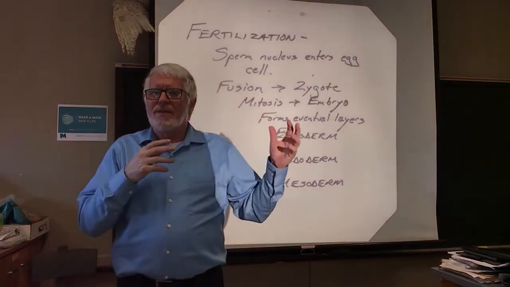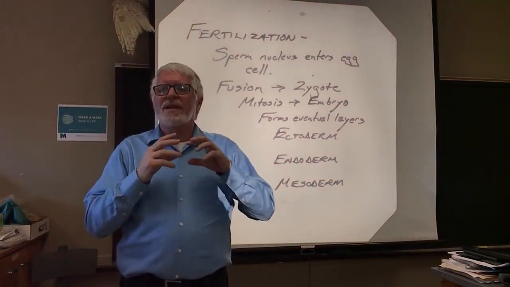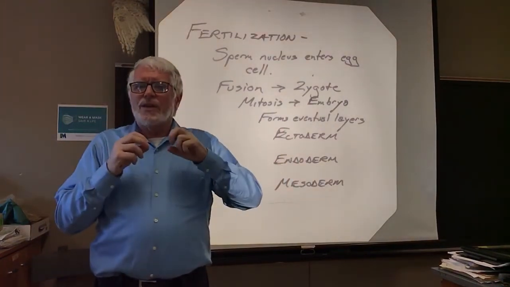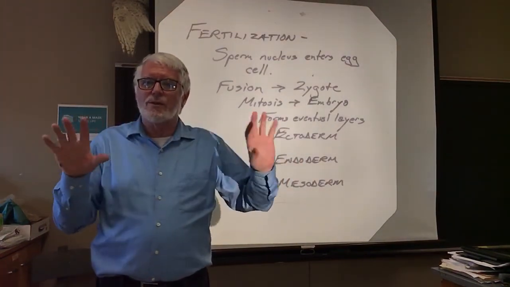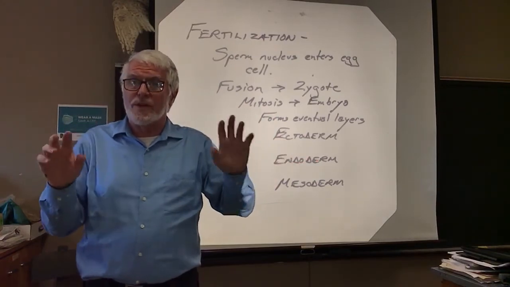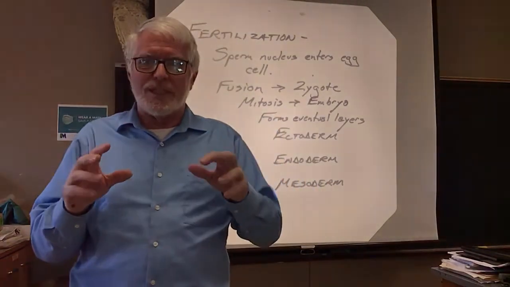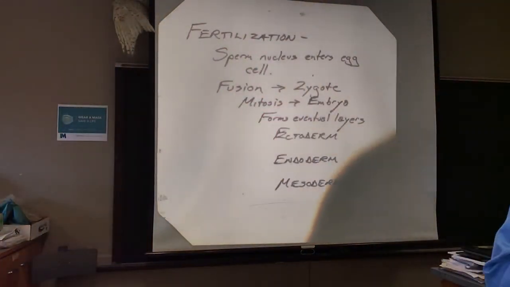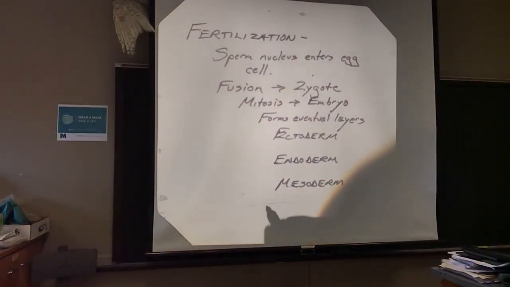But the different layers will eventually, it's a setup. Once you get the layers in place, you can start to have different cells use different genes and become different types of cells. They all have the same genes. They're not all going to be using the same genes. This is called differentiation.